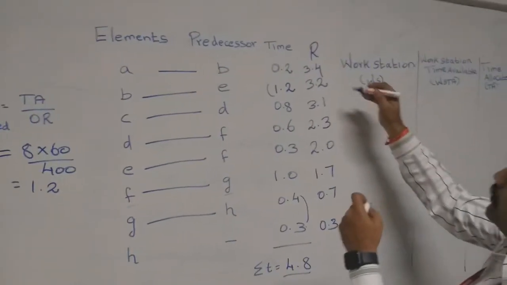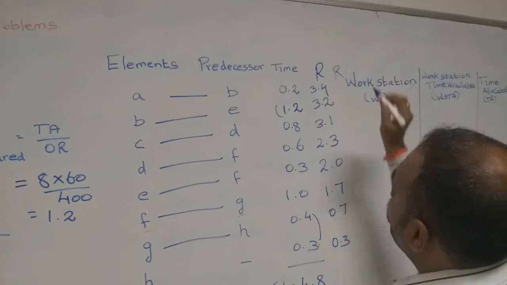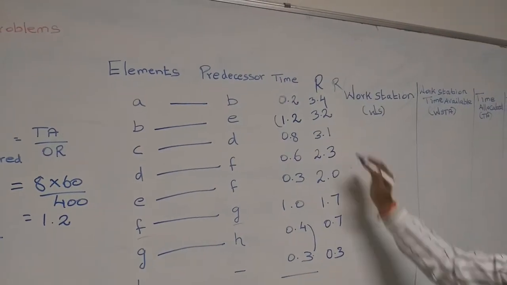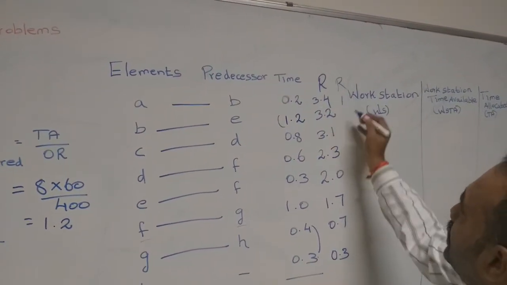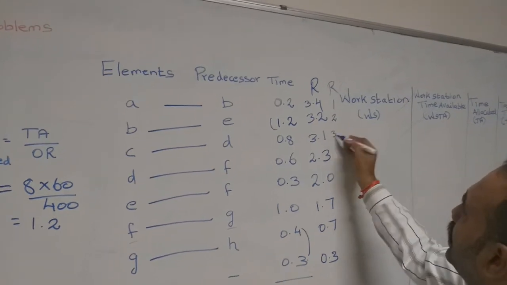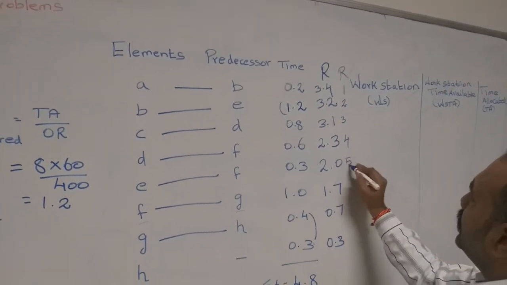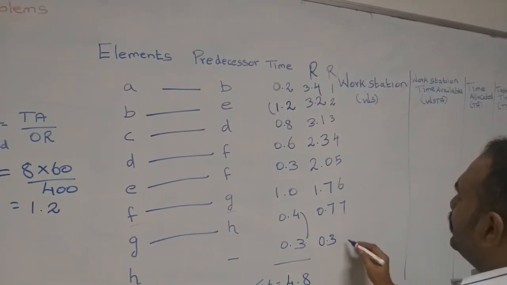So we are going to calculate the rank. Which will be the highest value? 3.4 is the highest value. First rank, second rank, third rank, fourth rank, fifth rank, sixth rank, seventh rank, and eighth rank.